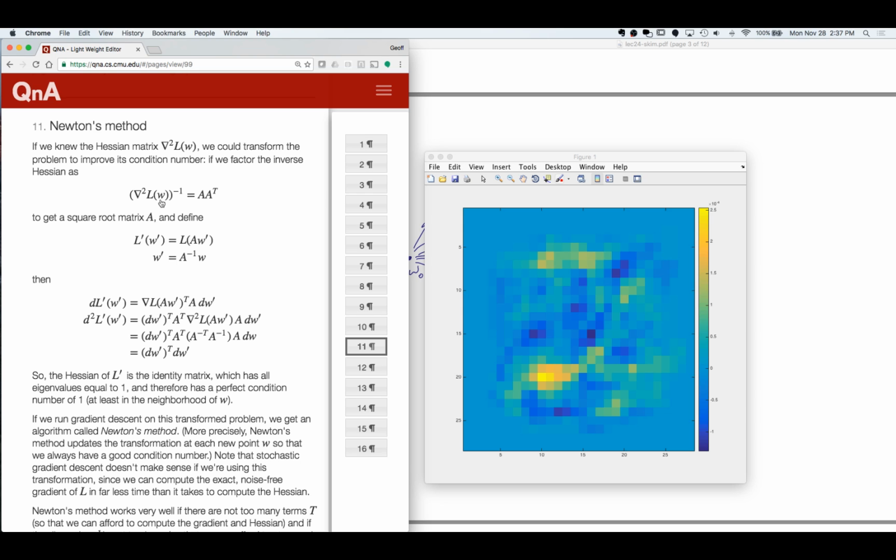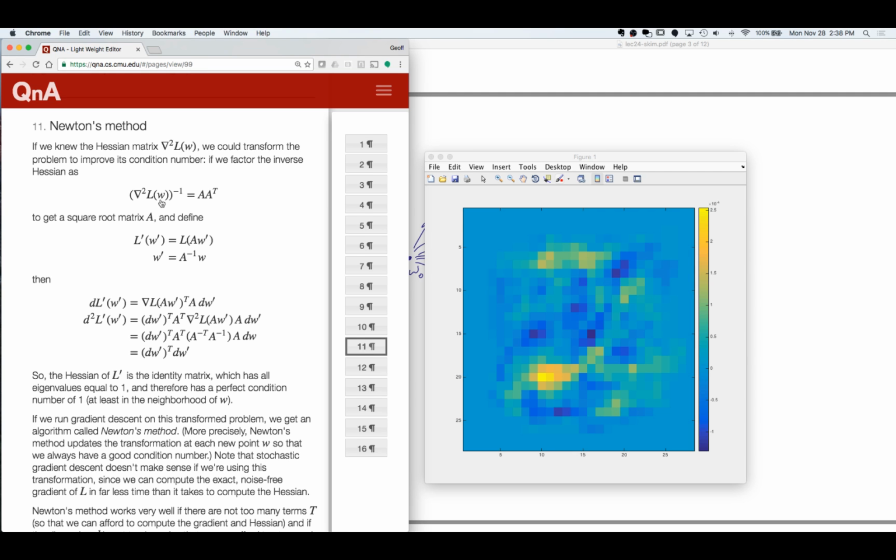And Newton's method takes many, many fewer iterations than gradient descent. In a problem where it could take hundreds of iterations of gradient descent, maybe 10 iterations of Newton's method might be enough.